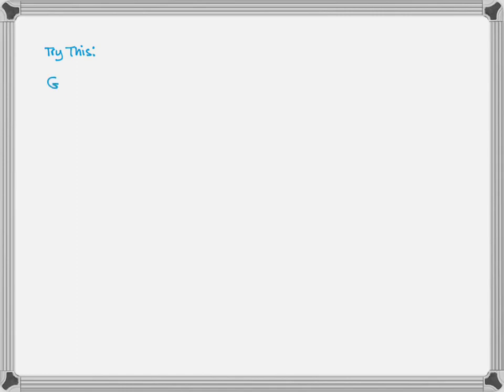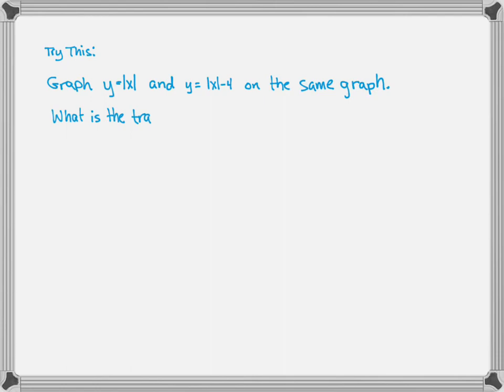So try this. Graph y equals the absolute value of x and y equals the absolute value of x minus 4 on the same graph. What is the transformation? Pause this video while you try to graph these and identify the transformation, and then check your answers here.